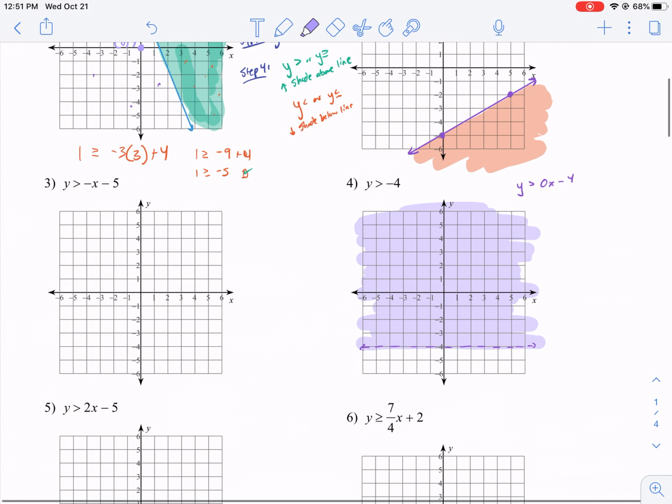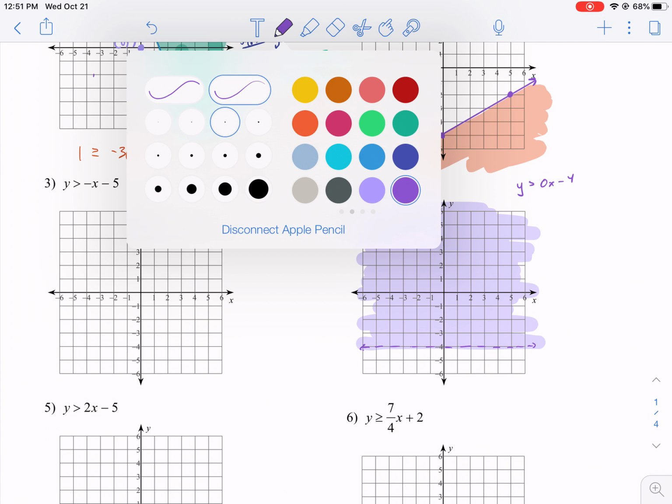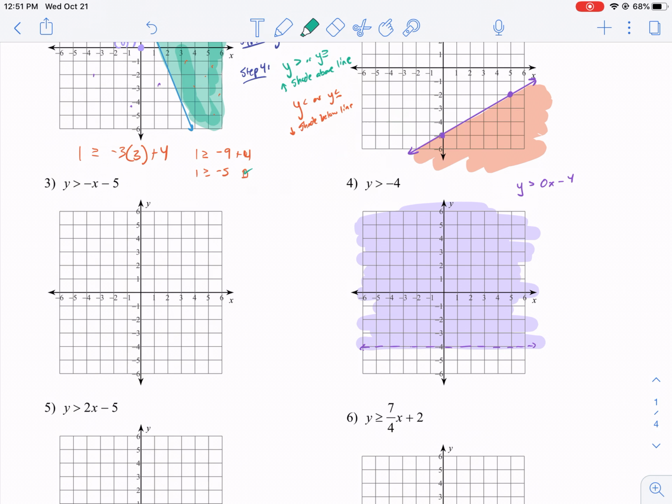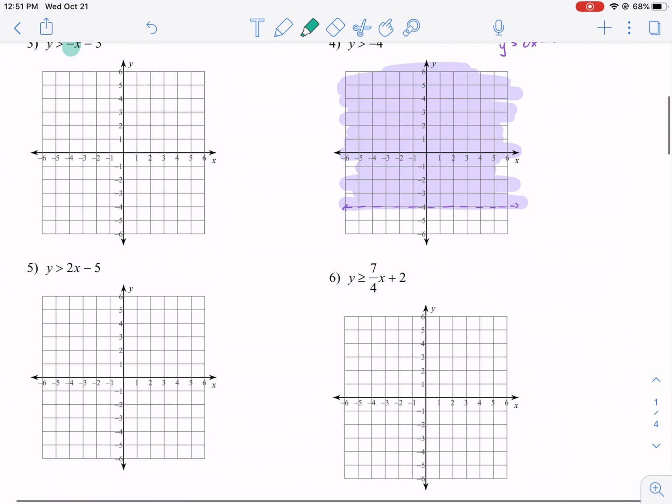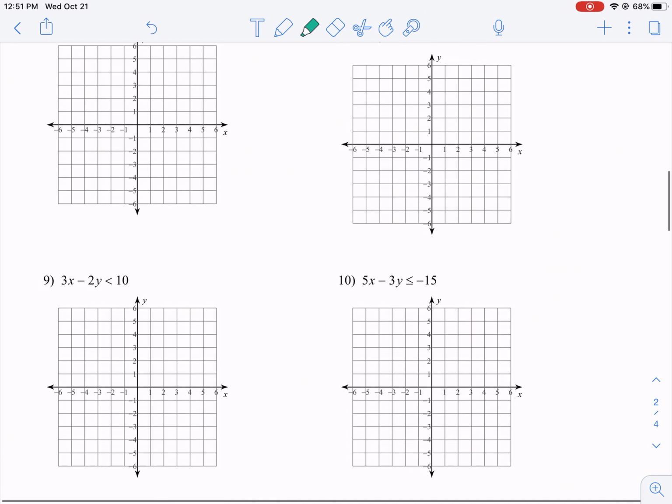Okay. y is greater than negative x minus 5. For this one, I'm just going to give a hint, and then you can graph the rest. This is a negative 1 slope, so negative 1 over 1. Make sure you use that. All these ones are pretty standard.